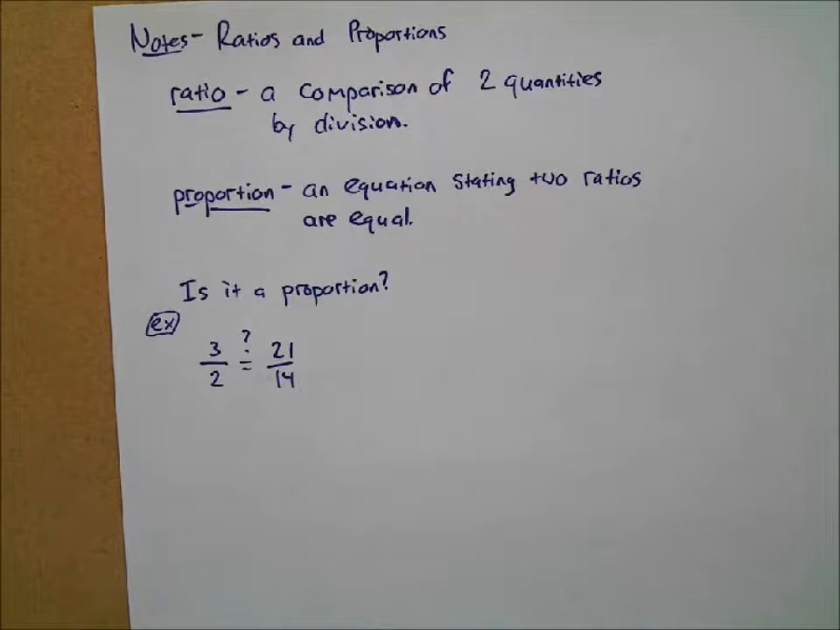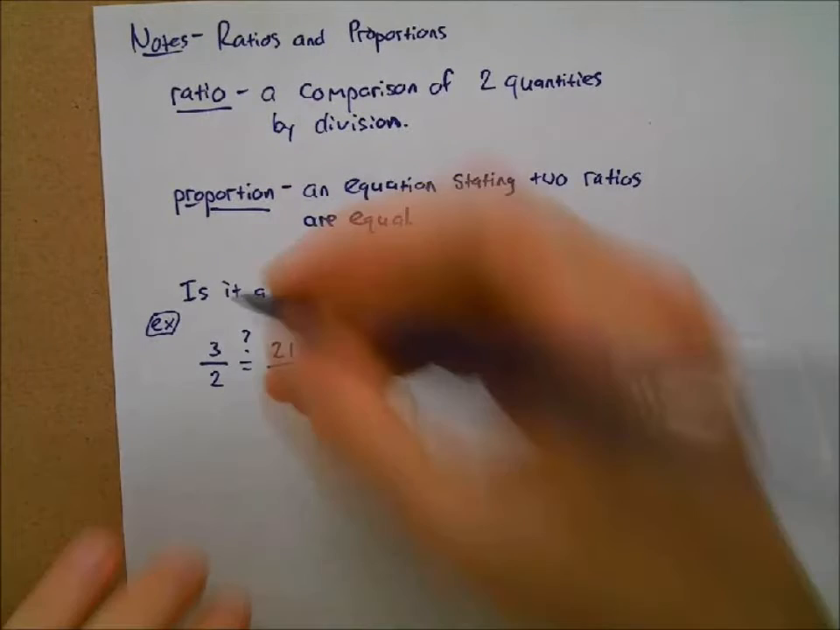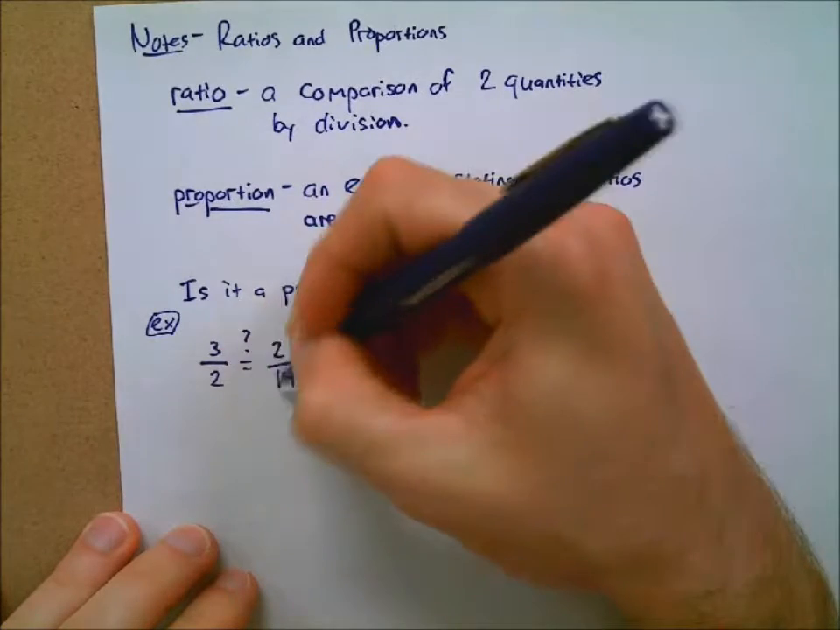What do you say, Alex? I say yes, because 2 times 7 equals 14, and 3 times 7 equals 21. Okay, so since we're multiplying the top and bottom by 7, yes. We can multiply the top and the bottom by 7 there, and that results in getting from 3 to 21 and from 2 to 14. Since it's the same number, times 7 there.